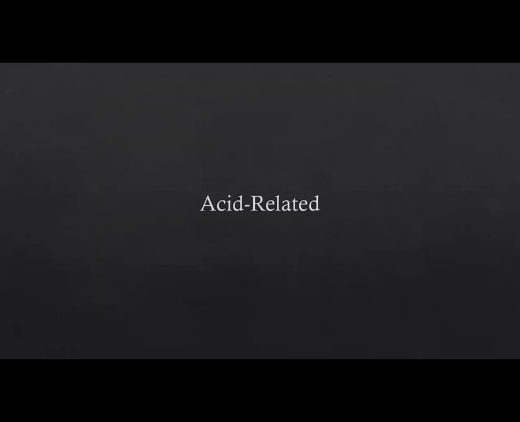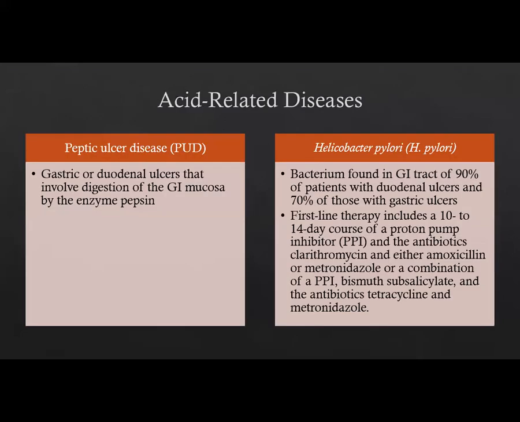So your acid-related diseases and drugs. All that we went over is kind of like the norms. Now we're getting into abnormal. So we can have different acid-related diseases. You've got your peptic ulcer disease, which is gastric or duodenal ulcers that involve digestion of the GI mucosa by the enzyme pepsin. And then you've got your Helicobacter pylori, which is your H. pylori. This is the bacterium found in the GI tract of 90% of the patients with duodenal ulcers.